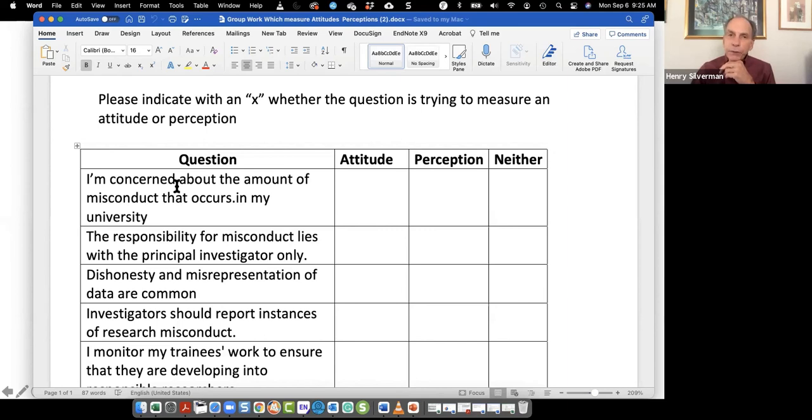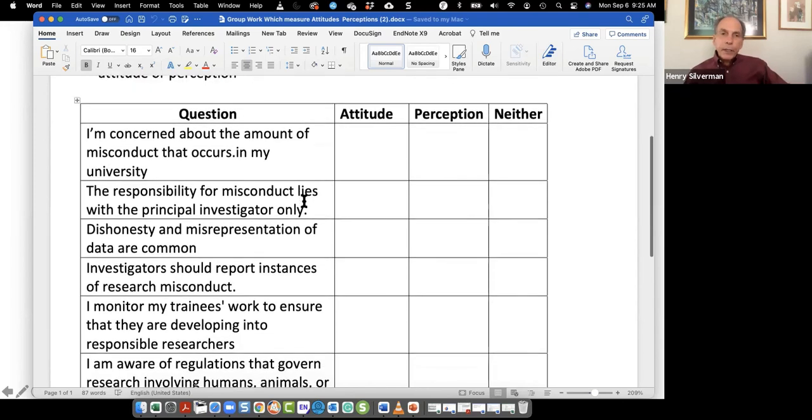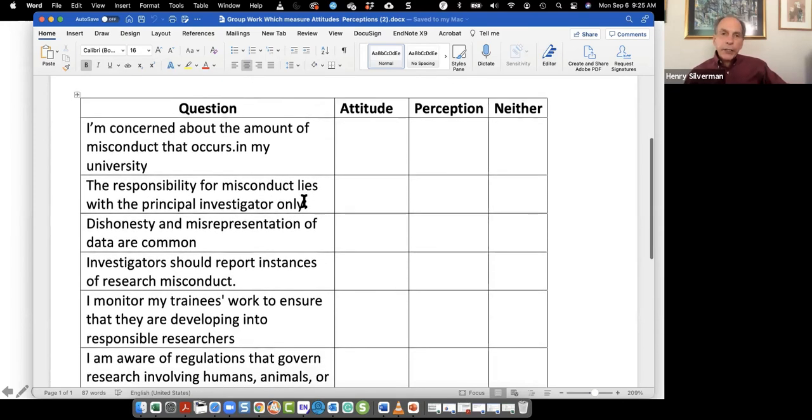I'm concerned is closer to an attitude, but I would rephrase the question. For example, leaders in my university should do something about the misconduct. I would say, though, that that's probably closer to neither. The responsibility for misconduct lies with the principal investigator only. Attitude or perception, or neither?